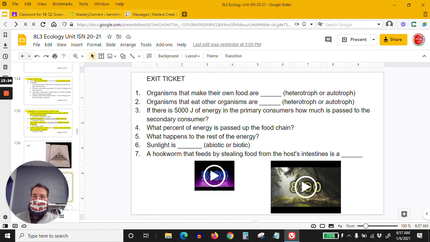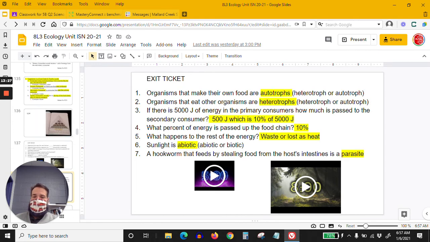All right, welcome back. So let's check out the answers. Organisms that make their own food are autotrophs. Organisms that eat other organisms are heterotrophs. If there is 5,000 joules of energy in the primary consumers, how much is passed to the secondary consumer? 500, because that's 10% of 5,000. What percentage of energy is passed up the food chain? 10%. What happens to the rest of the energy? It's either used to keep the organism alive, to make waste, or it's lost as body heat.